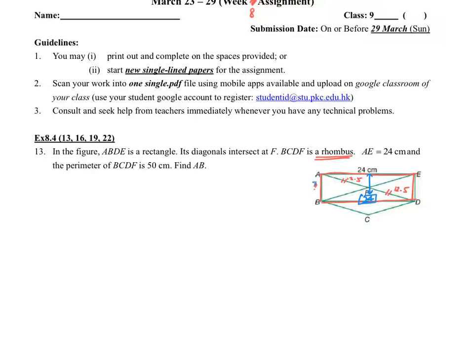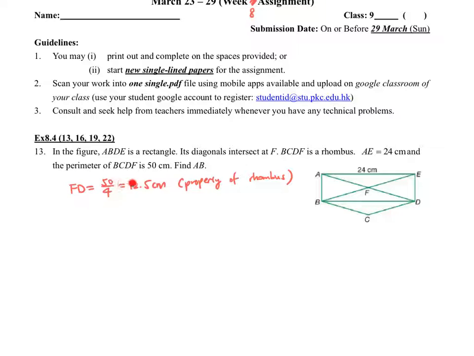So in order to find AB, you may use Pythagoras Theorem on this right angle triangle. But before that, you have to mention this right angle. Because this is a rectangle, it is a property of rectangle that this is 90 degrees. So let's try to present it now.